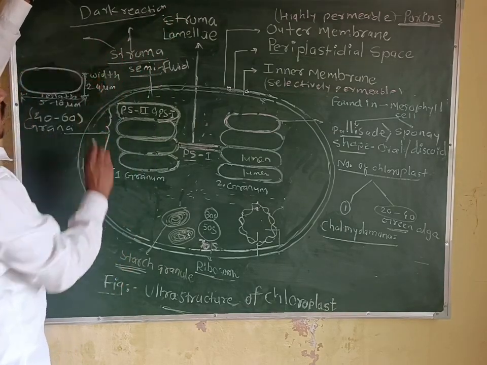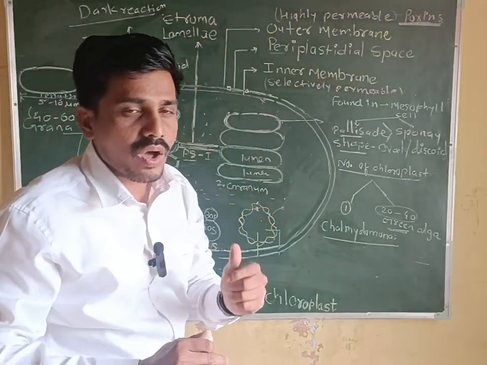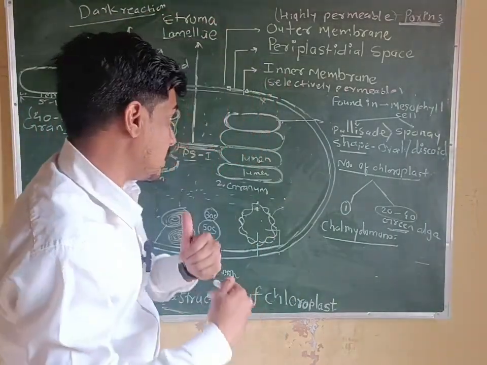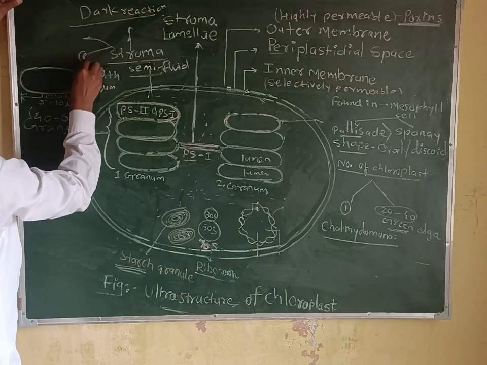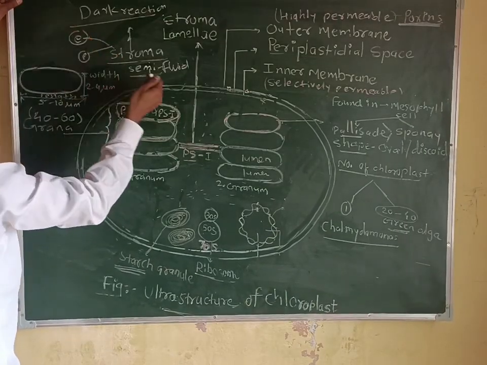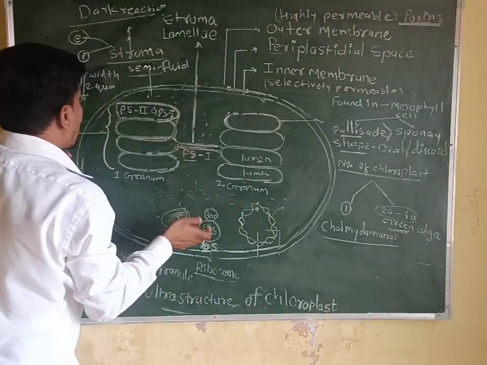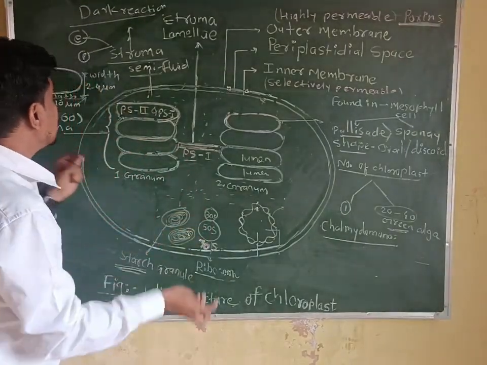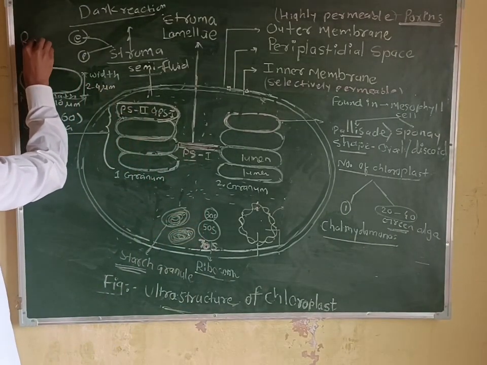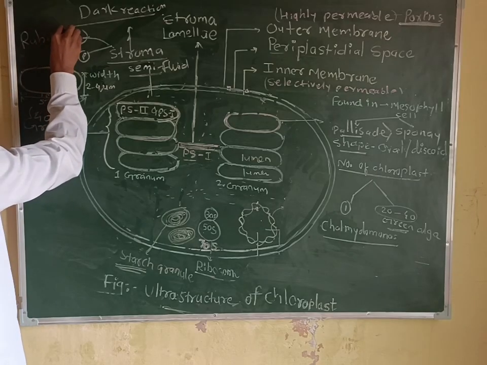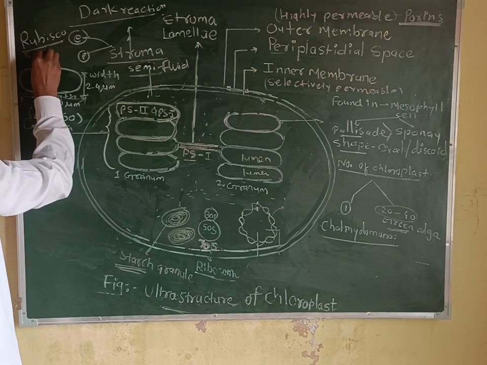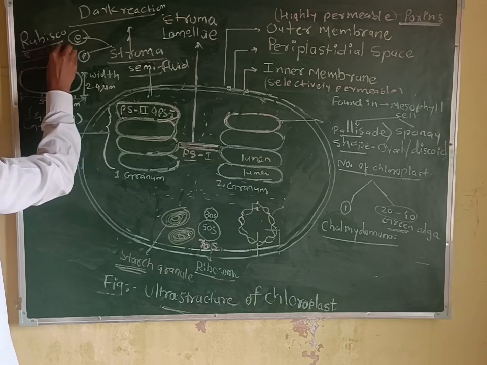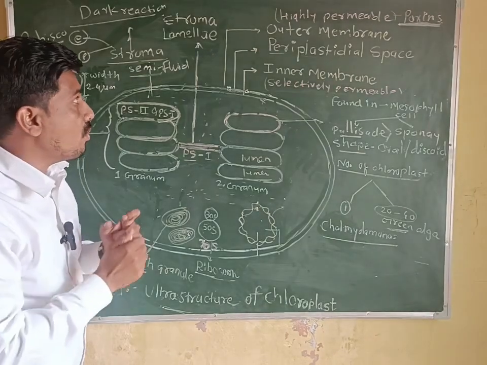All enzymatic reactions are carried out inside the stroma. So essential proteins and important enzymes are present inside the stroma. A well-known example is Rubisco. The full form is ribulose 1,5-bisphosphate. This is the full form of Rubisco.